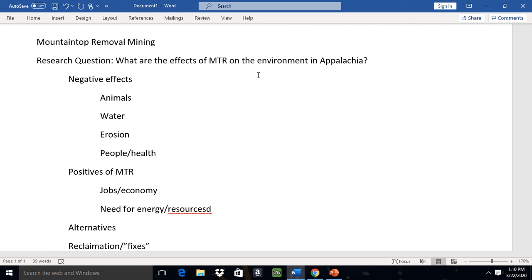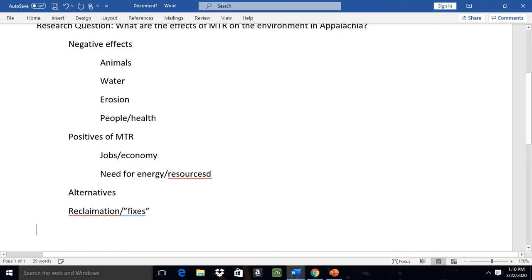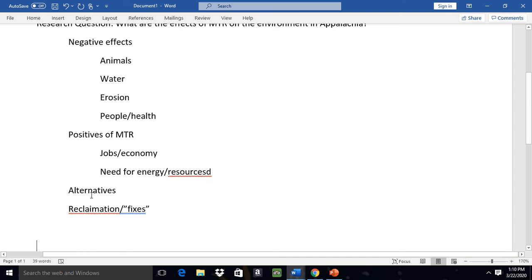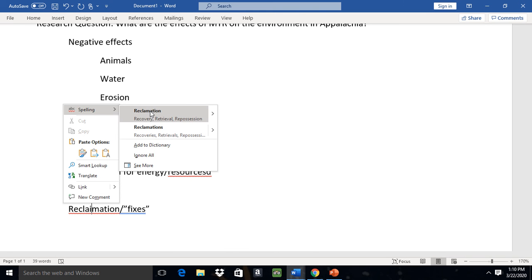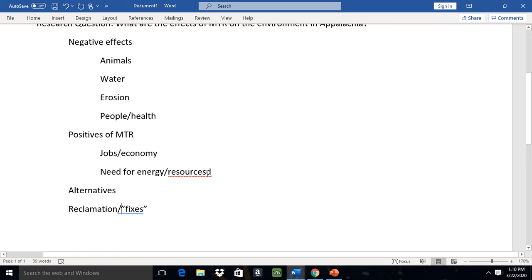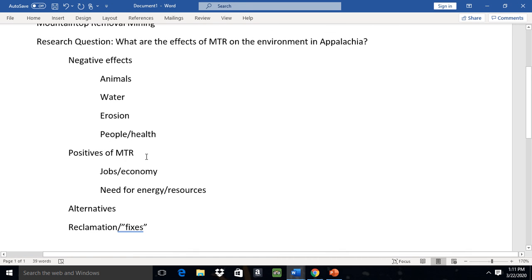So by the time I'm done with my initial research, I probably am going to have an idea of which direction I want to take my paper in. Sorry, I'm just fixing my hasty typing there. So I'm going to say that I want to take my essay in the direction of mountaintop removal mining and negative effects on the environment.